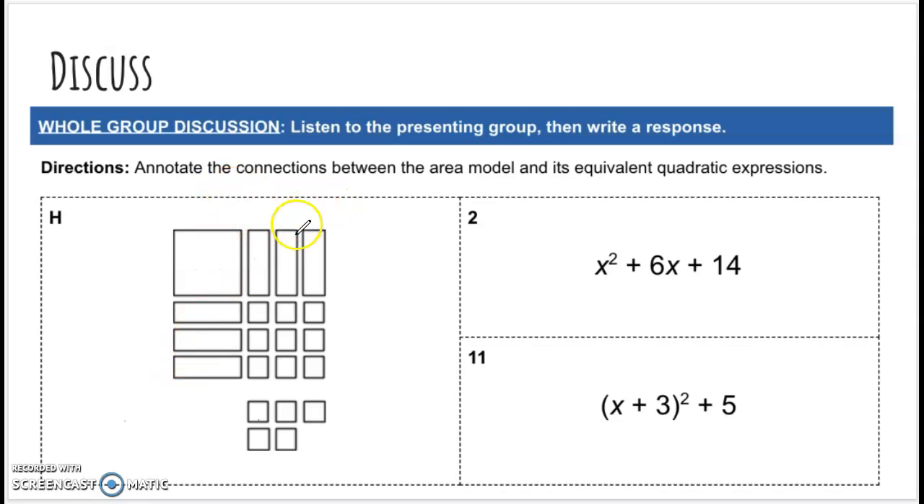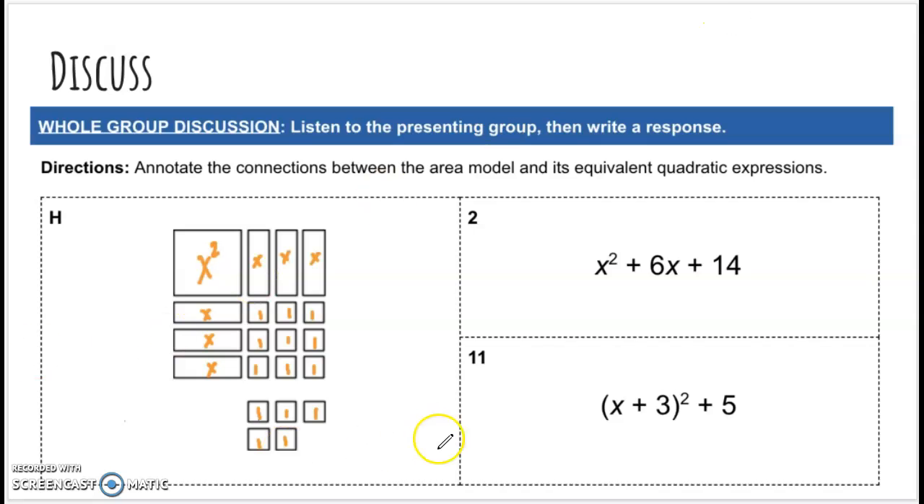And if we annotate our algebra tiles, we've got x squared, 6 x's, and 14 ones. So we can very easily see where the standard form came from: x squared plus 6x plus 14. That makes sense.